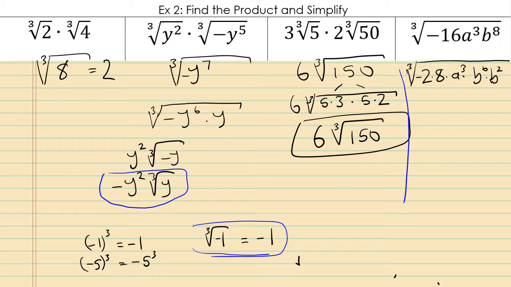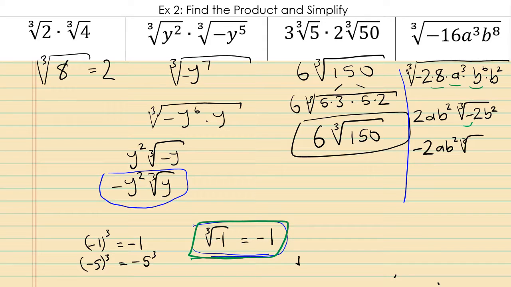Each of the perfect cubes can be simplified and can be taken outside of the cube root. So we will get 2 times a times b to the 2nd power cube root of negative 2 times b to the 2nd power. One more thing I need to take the cube root of is the negative in here, from our negative, the cube root of negative 1 being equal to negative 1. I can write negative 2ab squared cube root of 2b squared as my final answer.